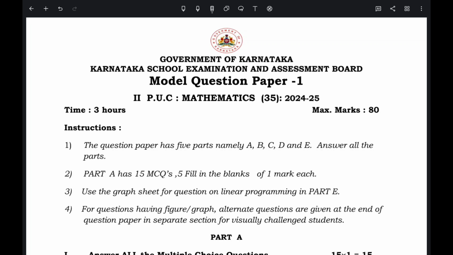In this video, we are diving into the solution of Mathematics Model Paper 1 for KC second PU students. So let's move ahead without any delay.